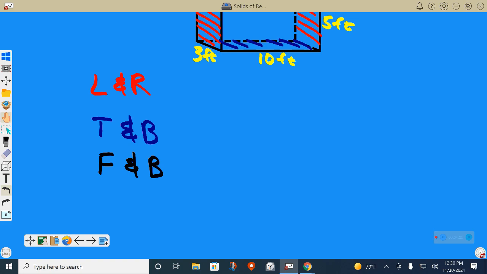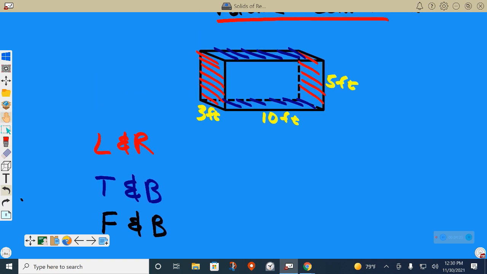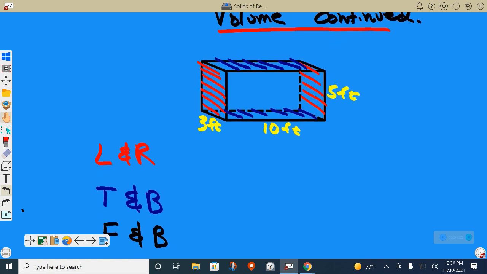So left and right. I'll put in red. So I'm looking at the face on the right first. Right here in red. Look at that, right there. I'm looking at that rectangle. I need to find the area of this rectangle, and if I find the area of that rectangle, I'll multiply it by 2 because the left and the right are the same.